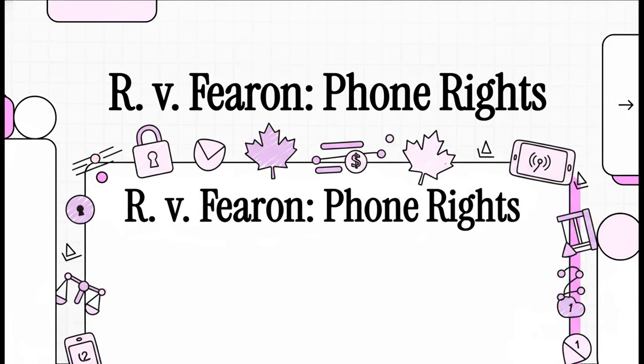Okay, think about it. What's on your phone right now? Your texts, your photos, basically your entire life, right? Well, in Canada, one single court case, R. v. Fearon, completely changed the game for what police can and can't see on your phone when you get arrested.